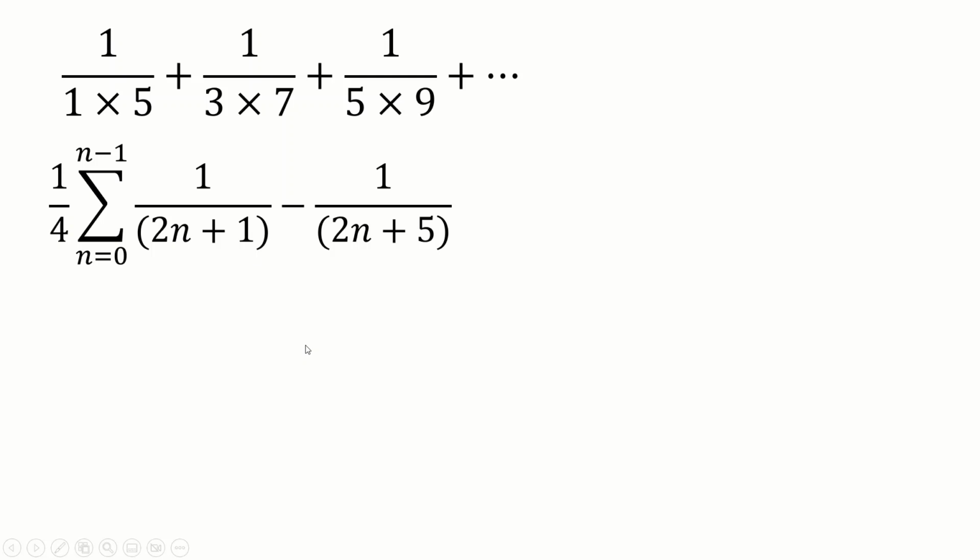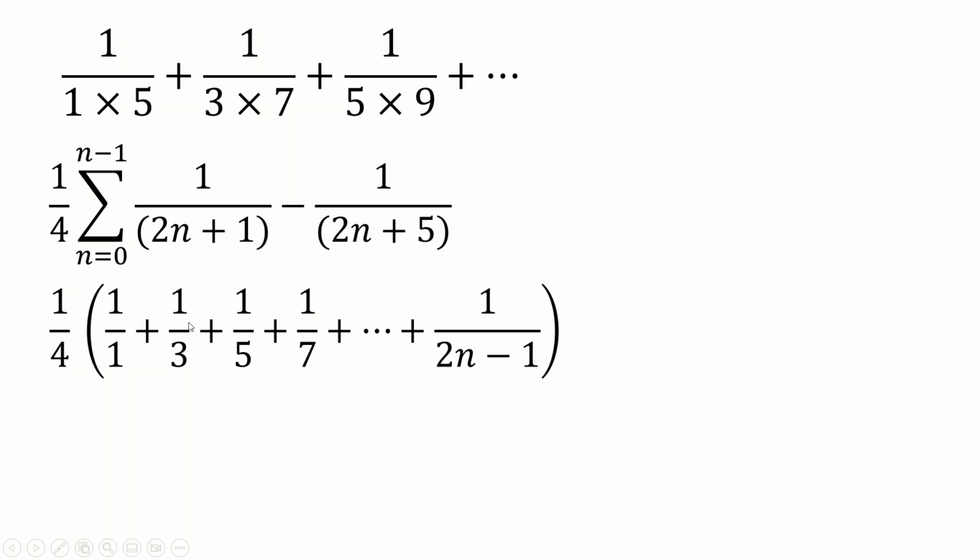And now how do I deal with this? Because there's still no formula for reciprocals like this. Well, what we can notice is if we just write out the first few terms here. When n is 0, you get 1 over 1. When n is 1, you get 1 over 3, then 1 over 5, then 1 over 7, and so on. And I'll have a quarter of those things, all the way up to 1 over 2n minus 1. Because when you put in n minus 1 into here, you get 2 lots of n minus 1, which is 2n minus 2, plus 1, 2n minus 1. So that's going to be the last term.